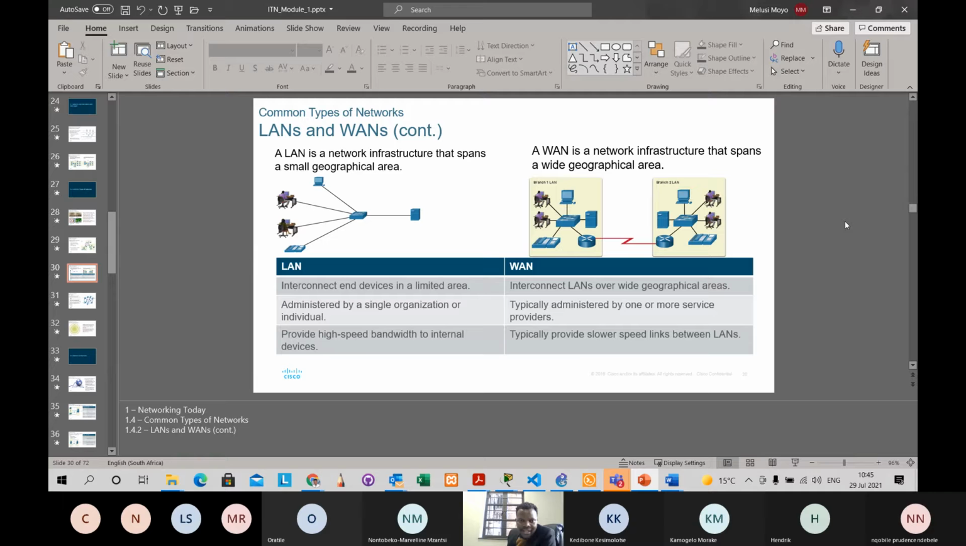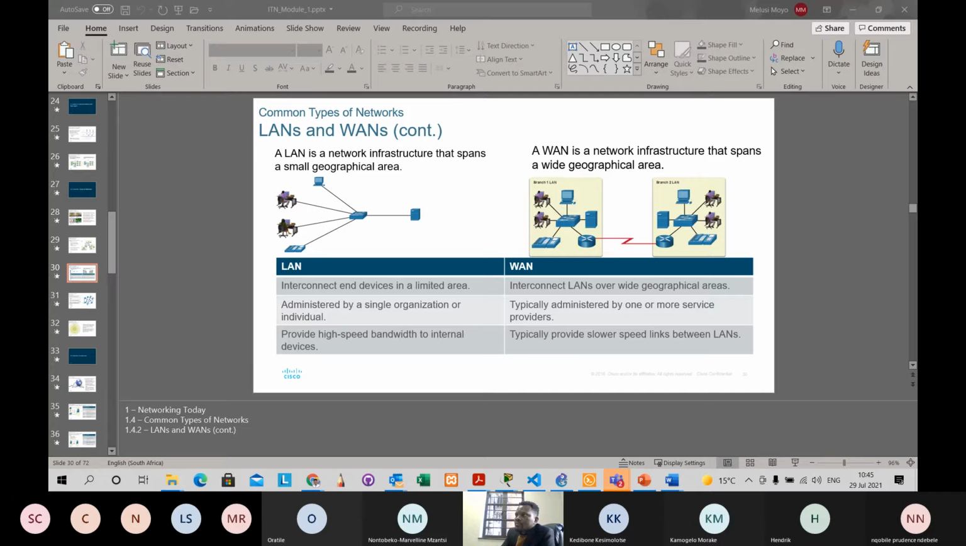And then we have what we call LANs and WANs. Okay, still continuing with that. LANs interconnect end devices in a limited area, right? Those are the characteristics of a LAN. And then LANs are administered by a single organization or individual. So you find that most of the time the LAN is managed by maybe one network administrator who is in control of that specific LAN. And then another characteristic of a LAN is that LANs provide high-speed bandwidth to internal devices.